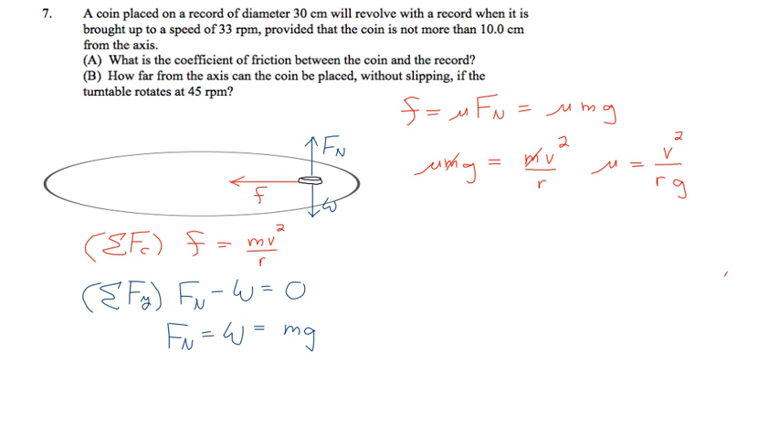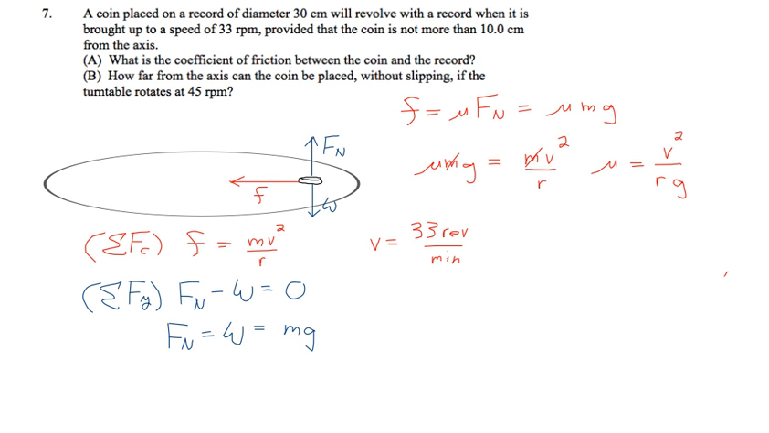Now, the difference between this problem and the last problem is that in the last problem, they gave me the v, they gave me the r, and g we always know. In this problem, they're not giving me the v, but they're telling me that the record is going to rotate at 33 RPMs, and we know how far away from the center of the record the coin is. So I can do a conversion. I'm going to get my v from my angular velocity of 33 RPMs. 33 RPM means 33 revs per minute. It never means radians per minute. If you see RPM, RPM means revolutions per minute.